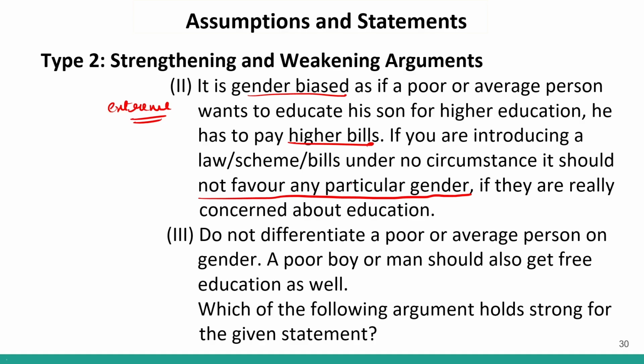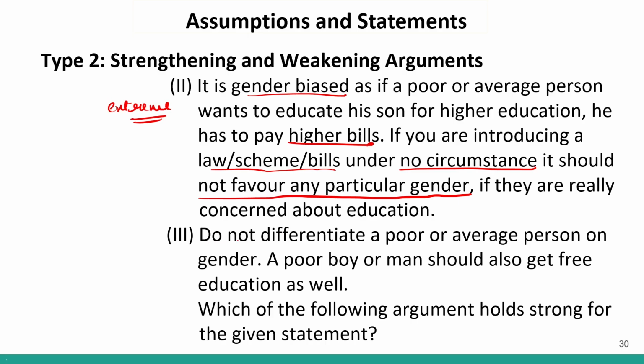Secondly, to say that no law, scheme, or bill should under any circumstances favor any particular gender is also incorrect. According to the need, we need to bring in certain laws and schemes to favor those who are in minority, those who need that extra push. So this is an extreme statement, right? This is an extreme statement. Let us look at the third one.